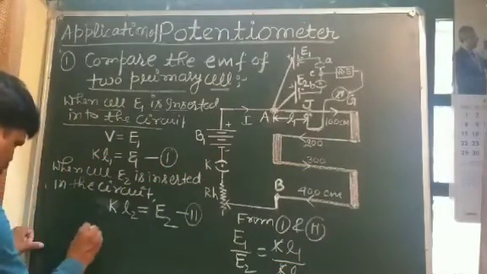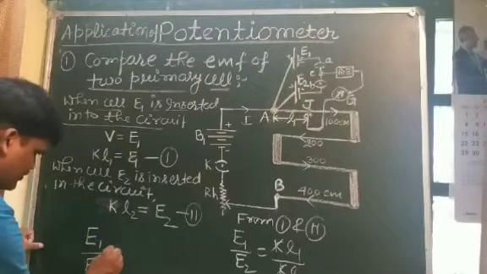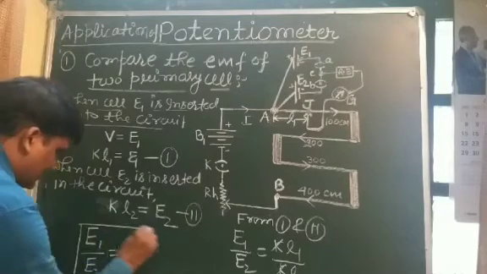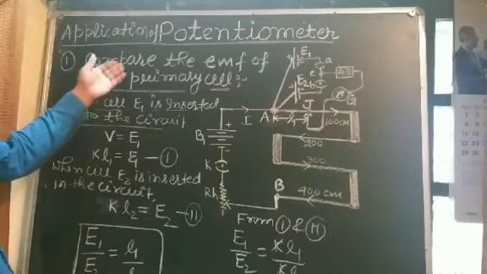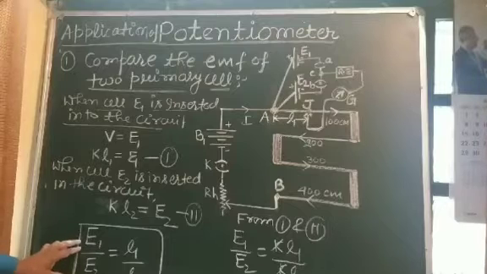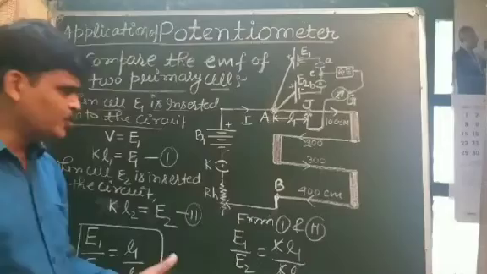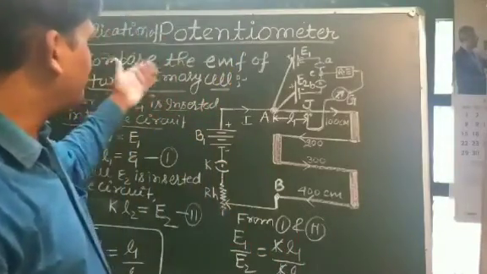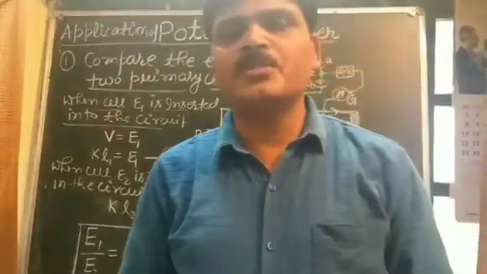So the ratio of E1 and E2 comes out to be L1 by L2, and this is the formula for the ratio of EMF of two primary cells: E1 by E2 is equal to L1 by L2. In this way, you can compare the EMF of two primary cells using a potentiometer.